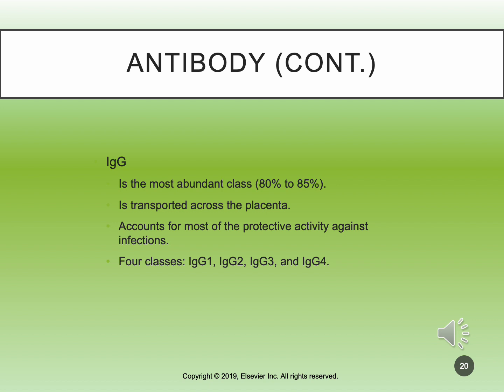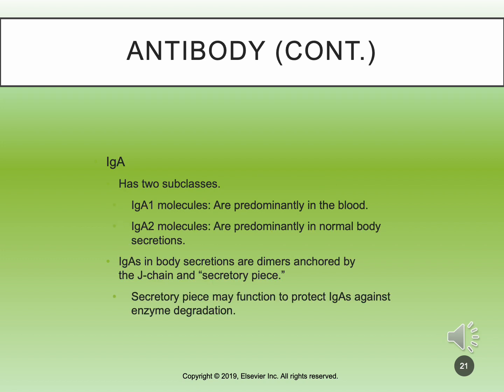This is one of the most abundant antibodies that we have, and it is the antibody that is transmitted from mother to fetus through the placenta. When you think about IgA antibodies, think about the antibodies that are predominantly in your blood. And this antibody normally can be found in body secretions as well.